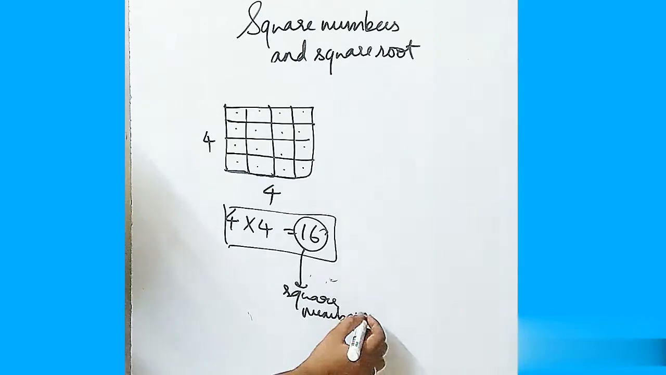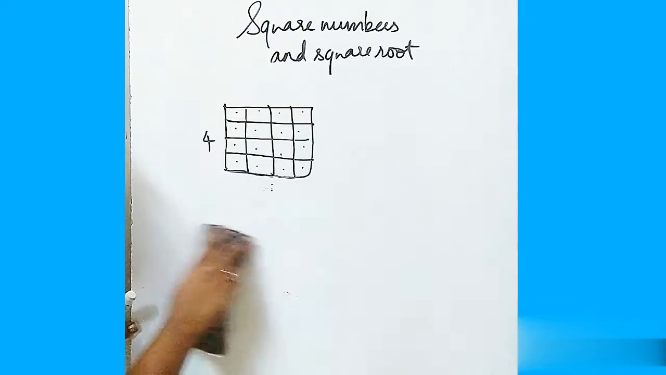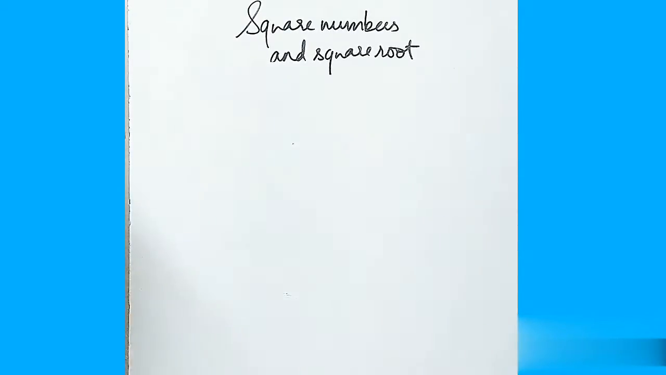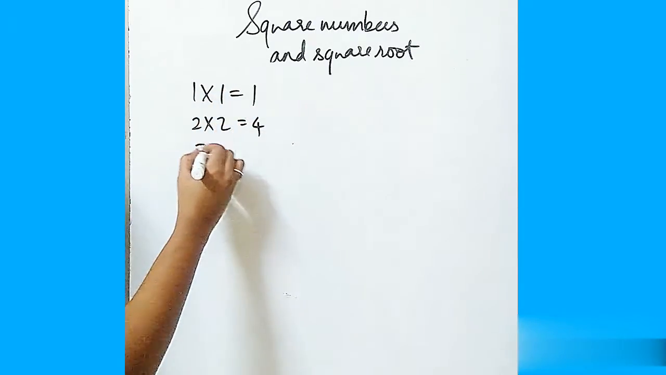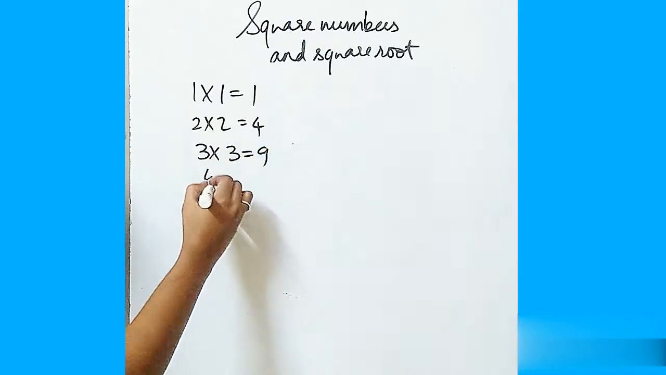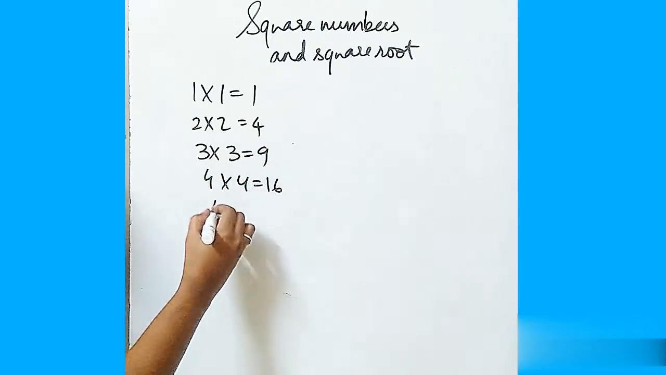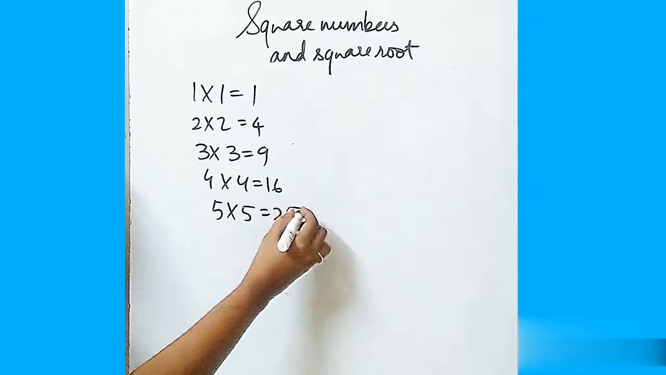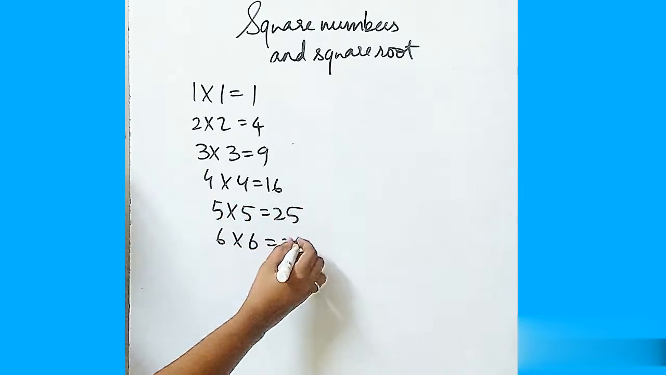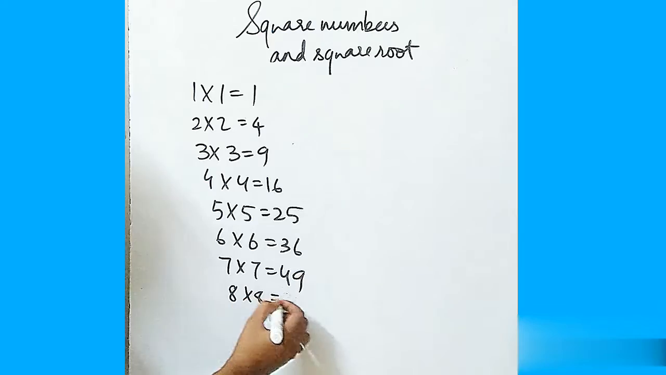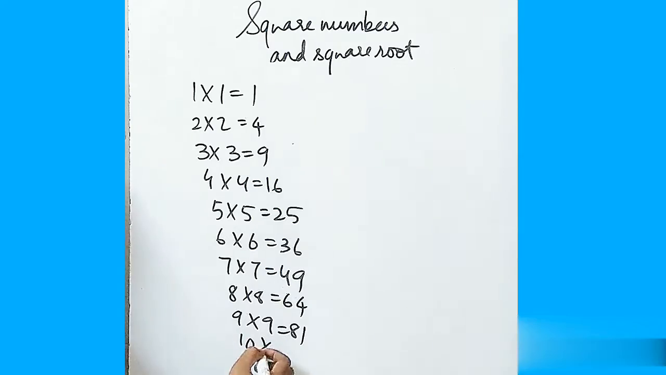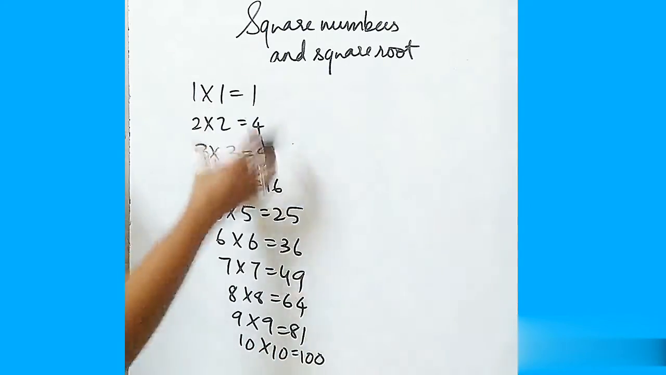Okay. Now there are certain square numbers which you have to note down, student. Till 100, you know what the square numbers are? We'll start with 1. 1 into 1 is 1. 2 into 2 is 4. 3 into 3 is 9. 4 into 4 is 16. 5 into 5 is 25. 6 into 6 is 36. 7 into 7 is 49. 8 into 8 is 64. 9 into 9 is 81. 10 into 10 is 100. So these are the numbers which you have to remember.